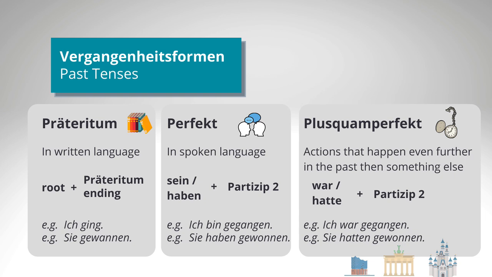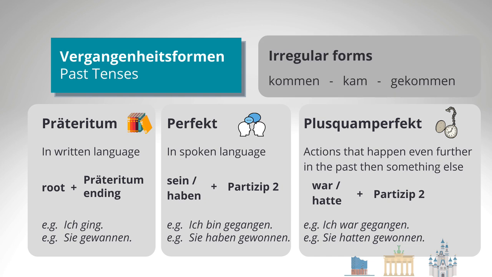Let's have another example. This time we start with they won, sie gewannen. Again, this is a Präteritum form, a simple past form. And the corresponding perfect form would be sie haben gewonnen, they have won. And the corresponding Plusquamperfekt would be sie hatten gewonnen, they had won. Got it?